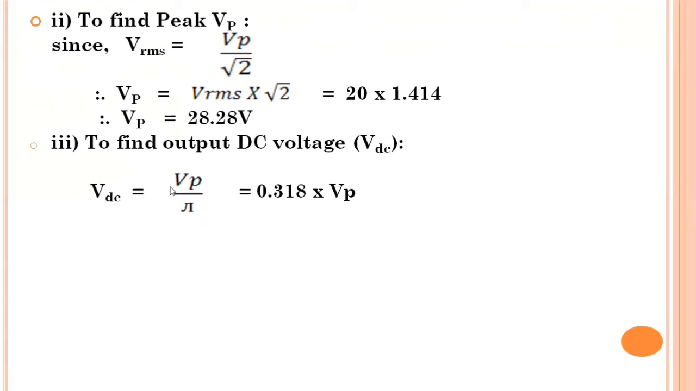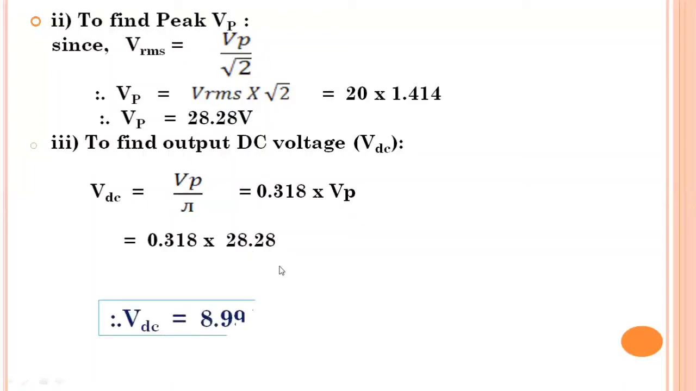Now this value we can use in the formula to get the DC output voltage, that is V peak upon pi. Put the value of V peak as 28.28. But 1 upon pi is 0.318. So 0.318 into 28.28. If you solve it, you'll get the DC output voltage as 8.99 volt. Have you figured this? We'll go for one more example.